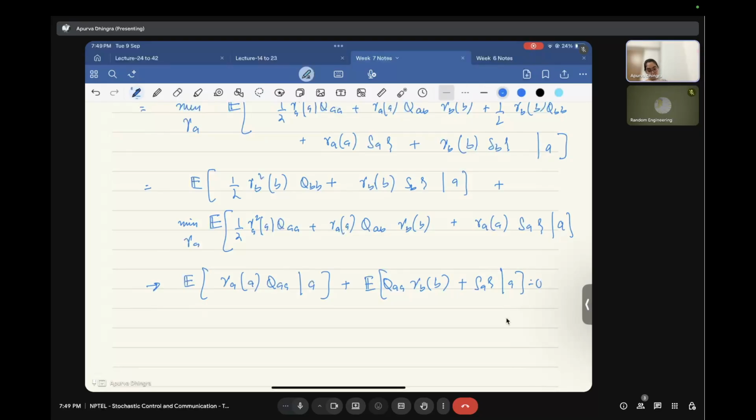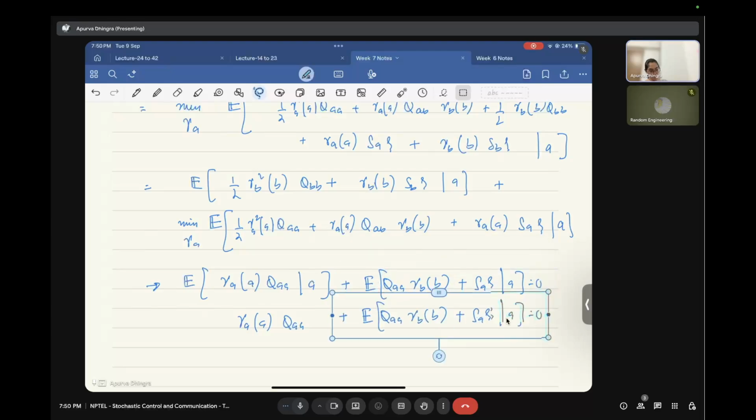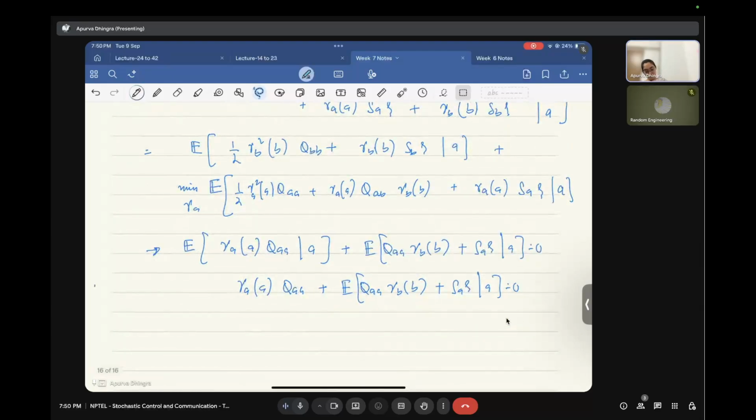Now notice this part. If we know what the observation is, using that observation we can find out what this exactly is. So there's no need for an expectation on top of this. This is just it. This is there. So this term just becomes gamma A of QAA. But no further simplification can be done on the other part, at least as of now. Right? So this is if we did the optimization with respect to gamma A.